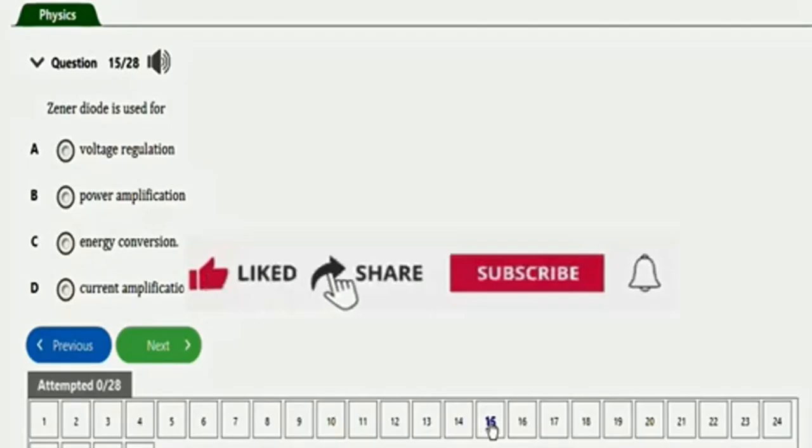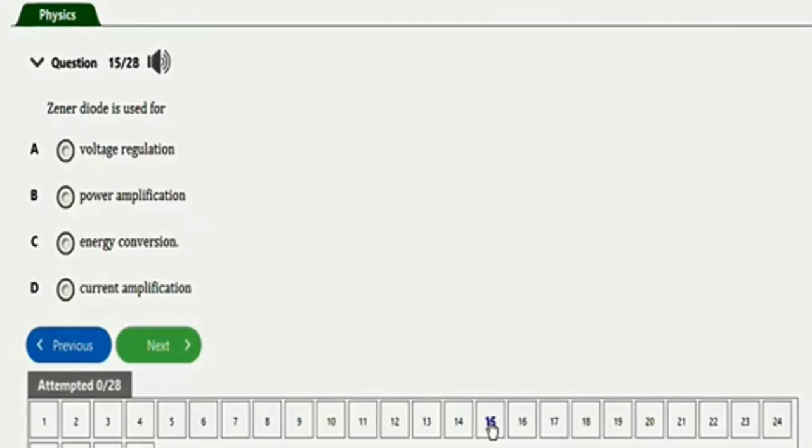Really appreciate this. So this question says, signal diode is used for: voltage regulation, power amplification, energy conversion, current amplification. So the right option is option A, which is voltage regulation. Next question will be this one.